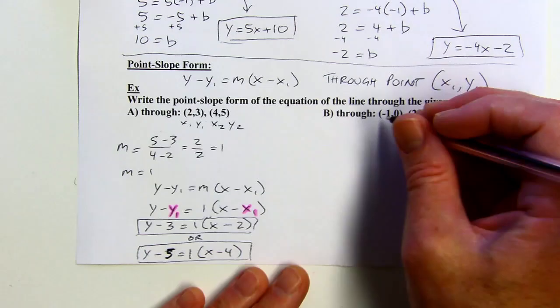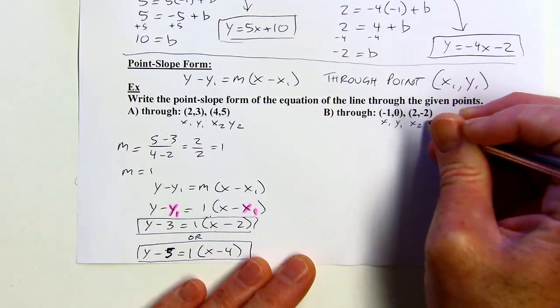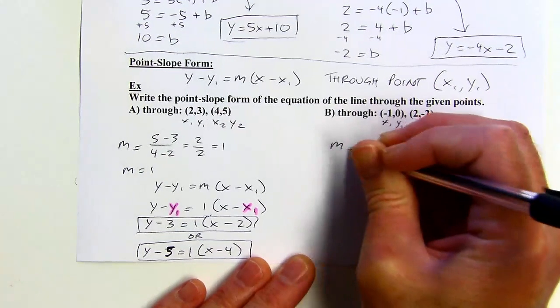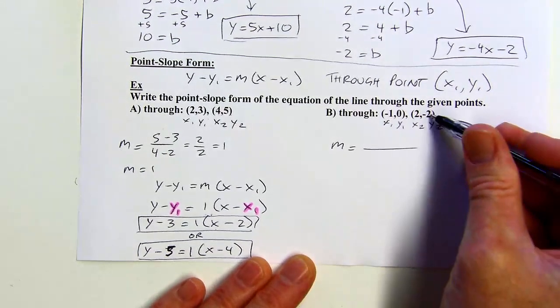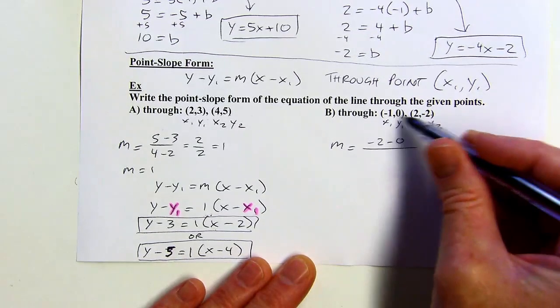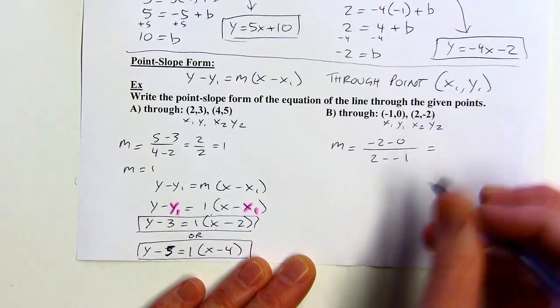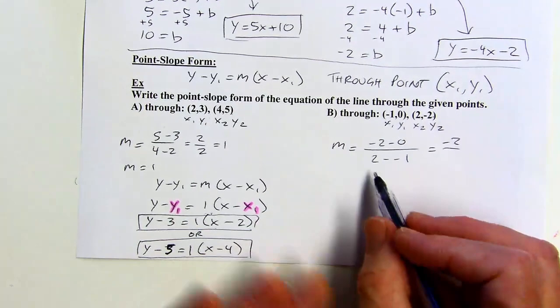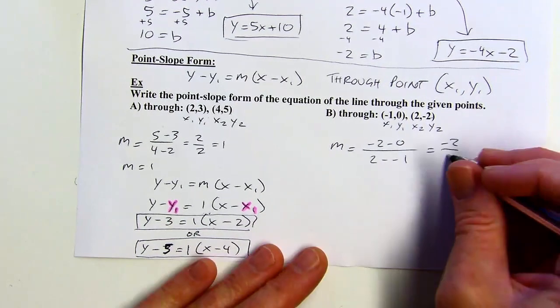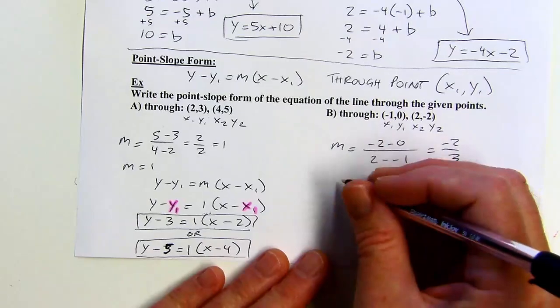So let's try another one here. I'm going to find the slope first using the slope formula. So let's see, subtracting the y's, -2 minus 0 in my numerator. Denominator, 2 minus -1, subtracting my x's. So on top I got -2. On bottom that would be 2 plus 1 for 3. So my slope is -2/3.